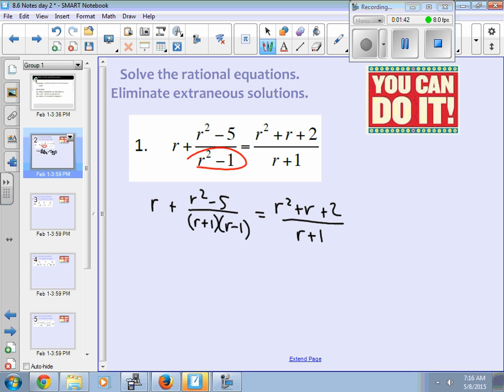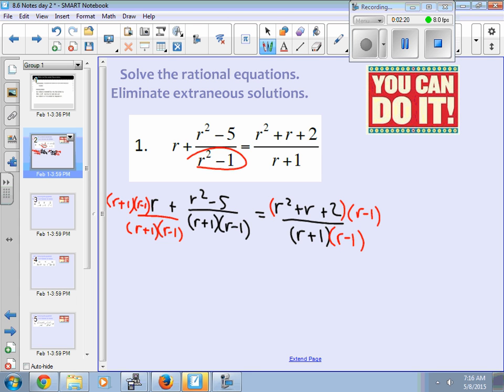So now we've got to look, what is our least common denominator going to be? Well, two of these terms have an r plus 1, so this first term is going to need that in the denominator. And then it looks like that middle term also has an r minus 1. So we also need to multiply by r minus 1 to both the first and last term. And remember, like we talked about yesterday, anything you do to the bottom also needs to get multiplied to the top. So here and here, we're going to have to multiply these up.